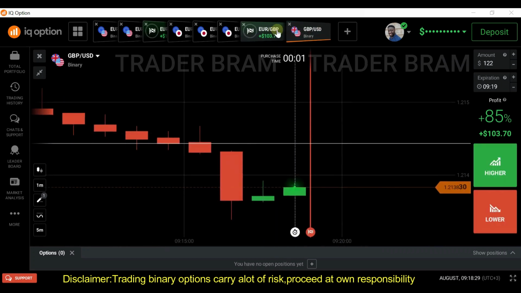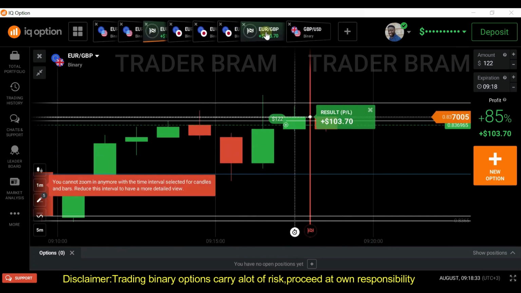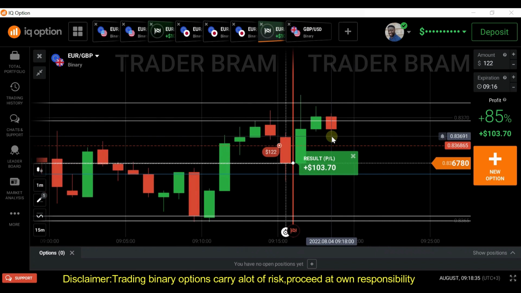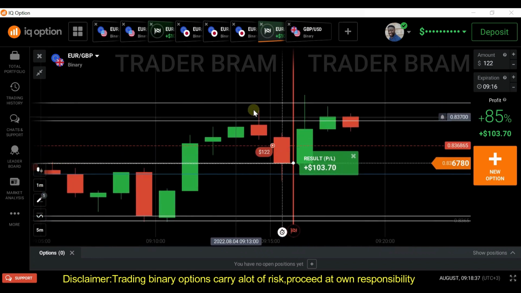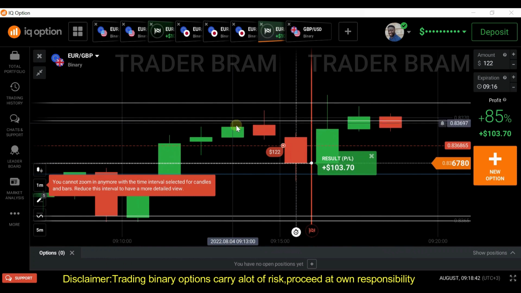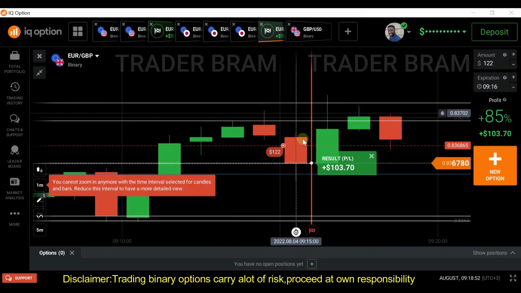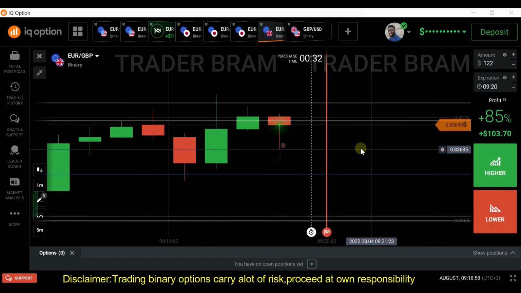This other trade, I did a put option because after the buyers reached the resistance area, first we can see the buyers got a rejection despite them closing bullish. The next candle was a bearish candle with another rejection from the level of support and resistance. That's why I took that opportunity and did a put option on that trade.